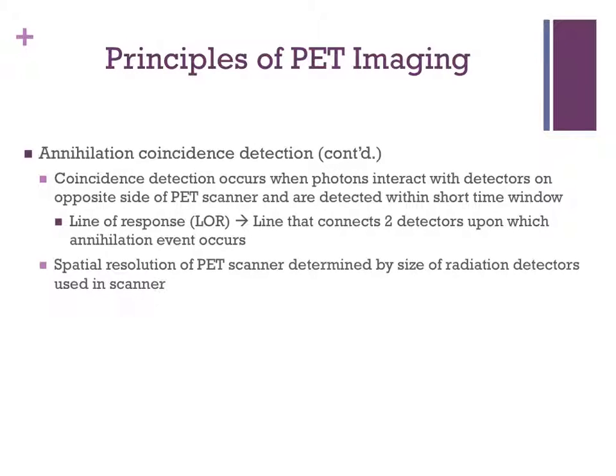The spatial resolution of a PET scanner is determined by the size of the radiation detectors used in the scanner. So if the scanner uses 4 millimeter detectors, like most modern PET scanners do, the spatial resolution can be assumed to be about 4 millimeters, or perhaps slightly more.